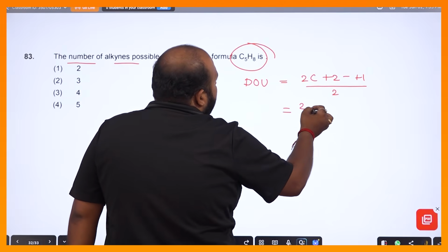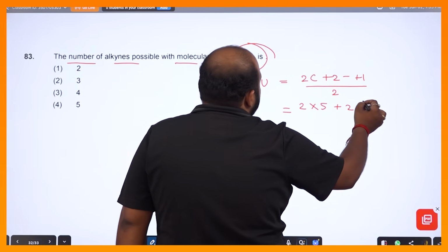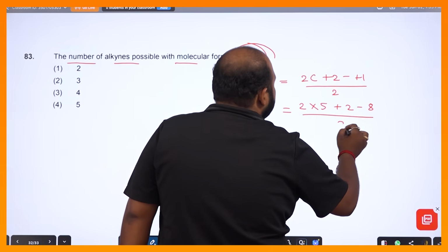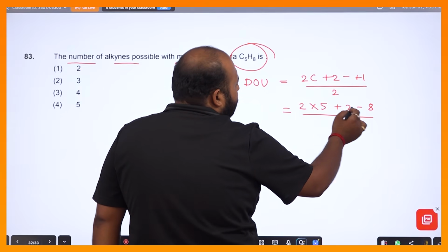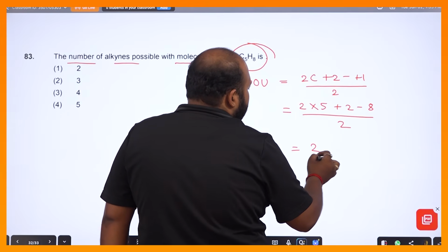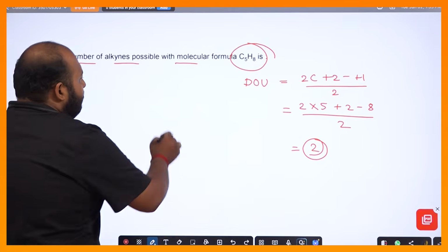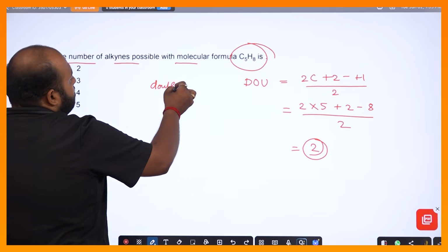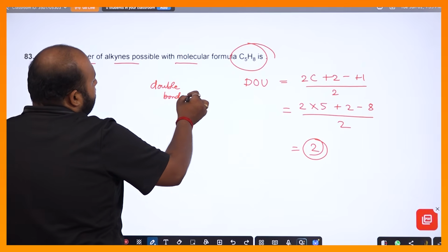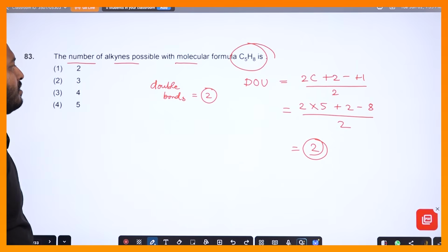So the number of carbon atoms present is 5, so 2 times 5 plus 2 minus hydrogen 8, by 2. If we calculate, 10, 12, 8, 4, 2, so the degree of unsaturation is 2. So the possible number of double bonds will be 2. So let us draw and find it out.